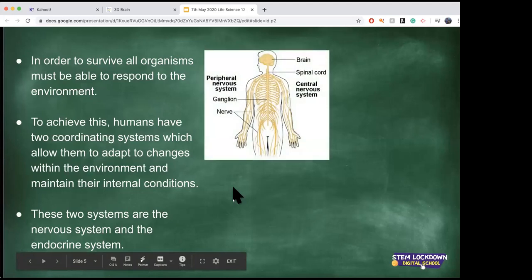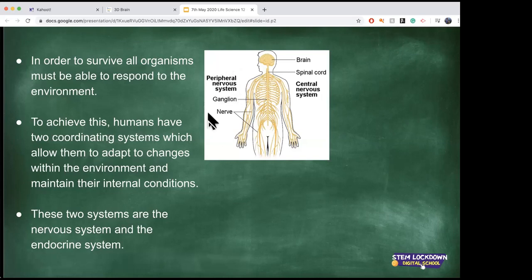So here we have the nervous system. It's divided into the central nervous system, so we have a brain and a spinal cord. We have the peripheral nervous system, and we have ganglions and nerves. We are only going to learn about nerves. We will also learn about a synapse, and we'll learn more about a reflex arc.